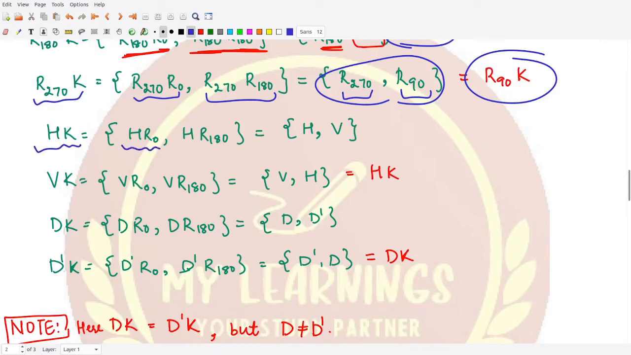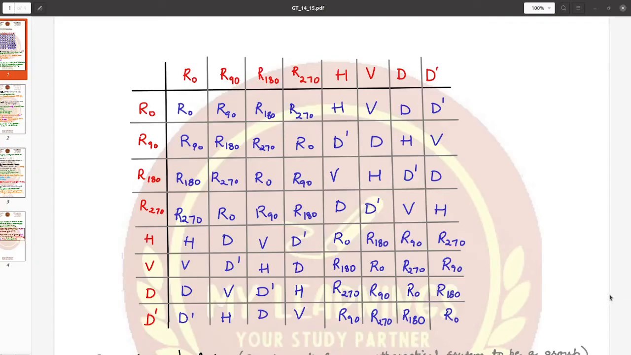So H into R0 and H into R180. H into R0 is H only, and H into R180, you can check the Cayley table for this one, is equal to V. So the value here is equal to V. Let me show you in the Cayley table also. We were looking for H into R180. The answer was this, and this is what was our answer. So let's go back to our calculations.